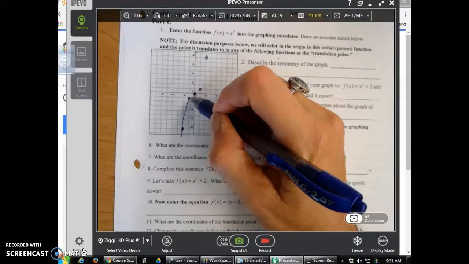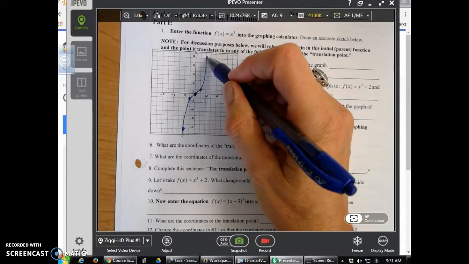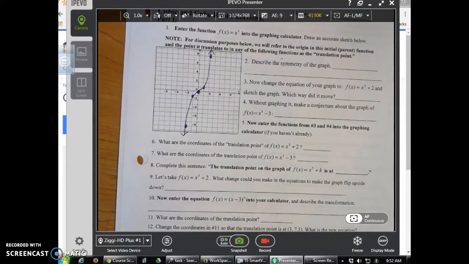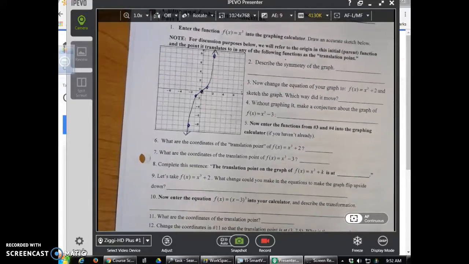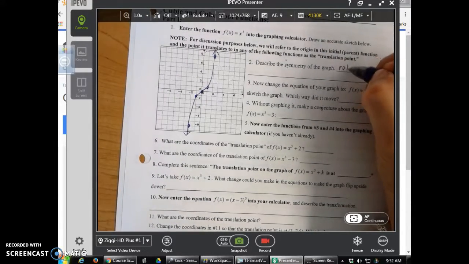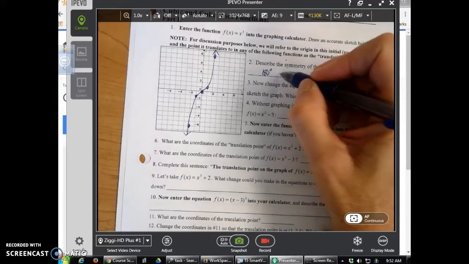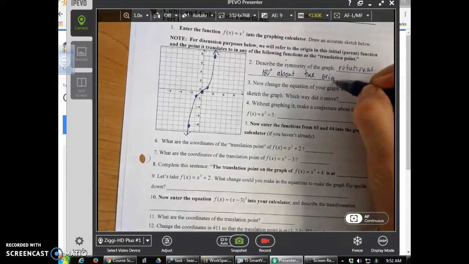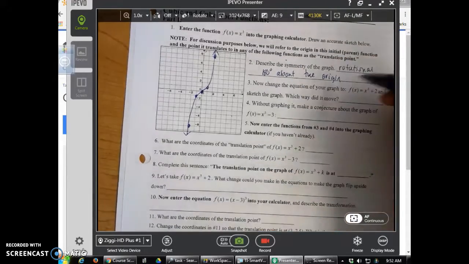And this is our new function. And with everything, it can be moved around, translated. For example, it can be stretched, compressed, it can be reflected. There is symmetry here. It's rotational, 180 degrees about the origin, meaning that this parent function of the cubic is an odd function.